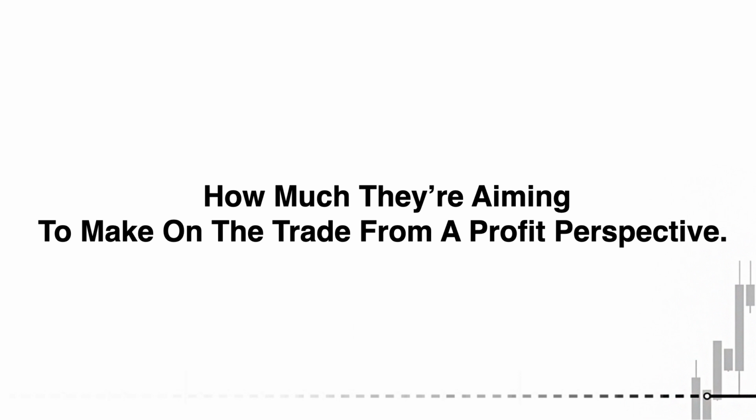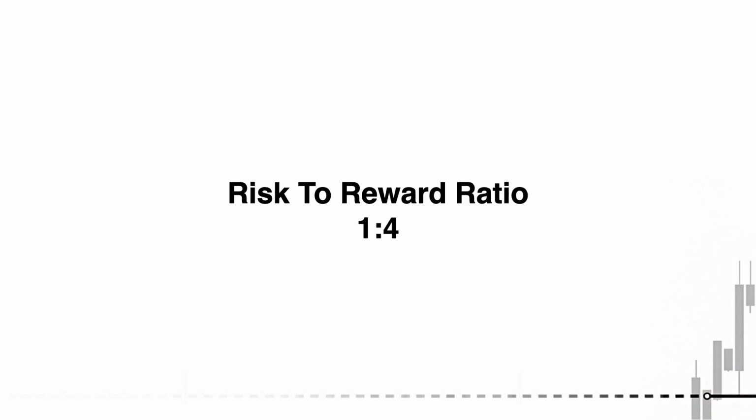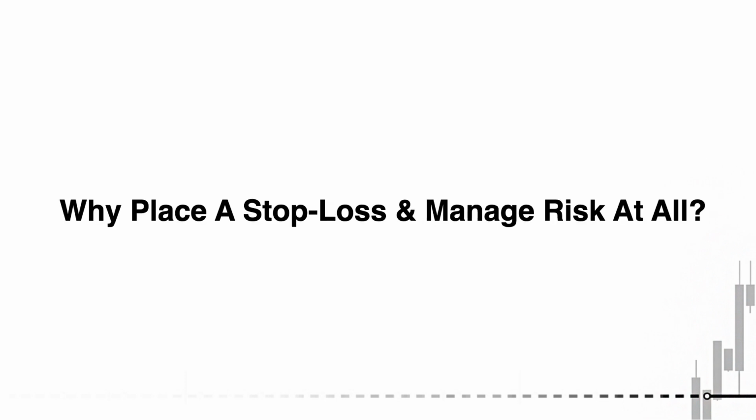Okay, now as an example, let's say you're about to execute on a trade and you want to set a stop loss of 5 pips and a take profit of 20 pips, right? The risk to reward ratio here would be 1 to 4. So in other words, you're risking 5 pips for the chance to gain 20 pips back, right? But why? Why place a stop loss and manage risk at all, right?